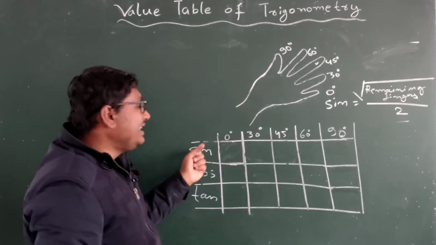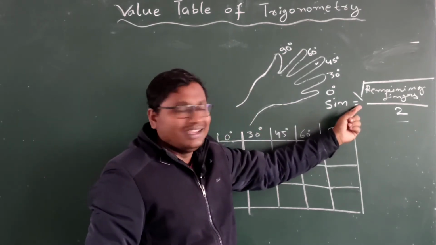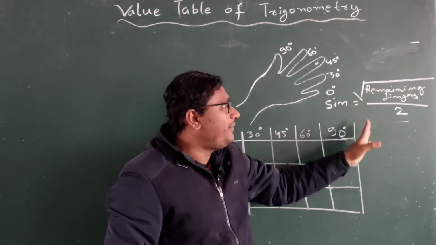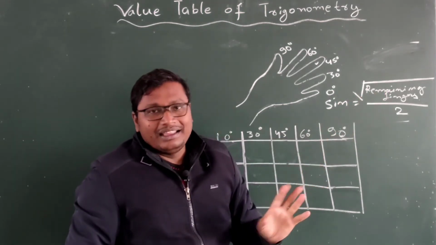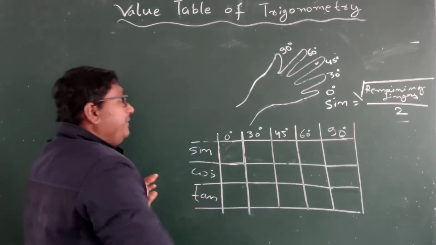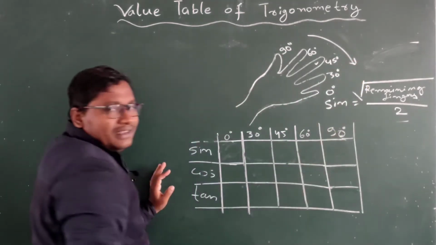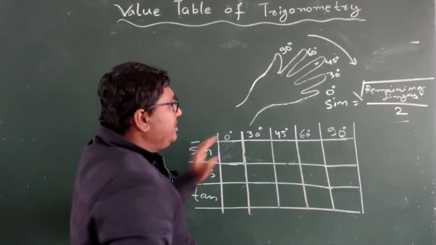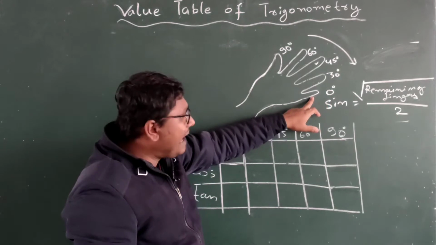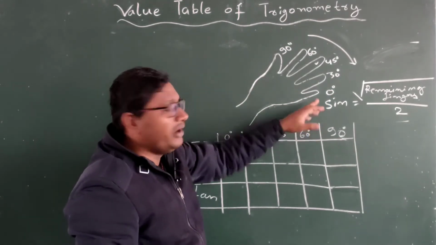And now for sine theta, we need to learn only one thing. We should know only one thing: root under remaining fingers divided by 2. Remaining fingers means we will go in the clockwise direction. In the clockwise direction, it means if we are taking this finger, then below this finger, we will see how many fingers are left.